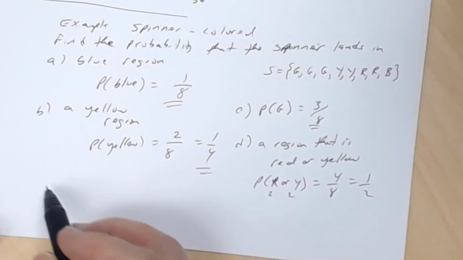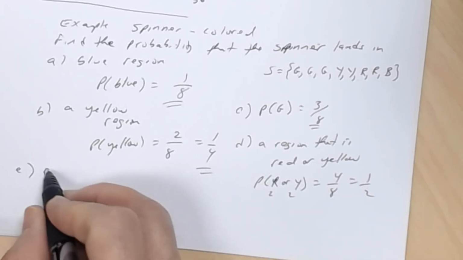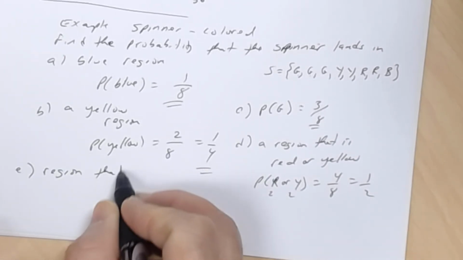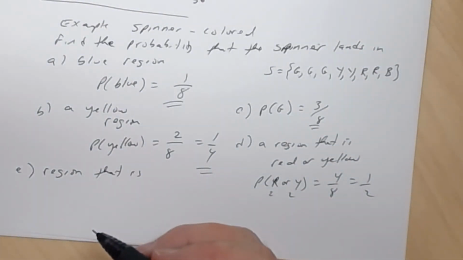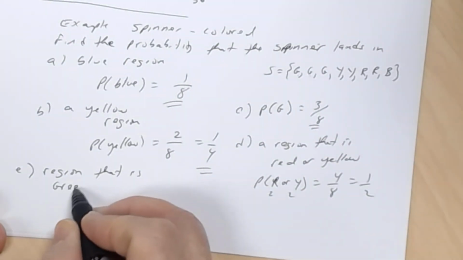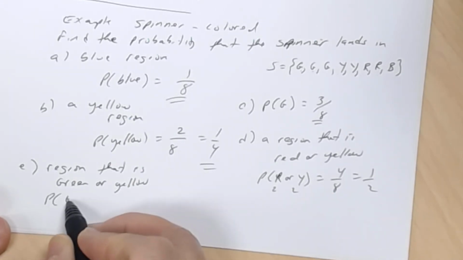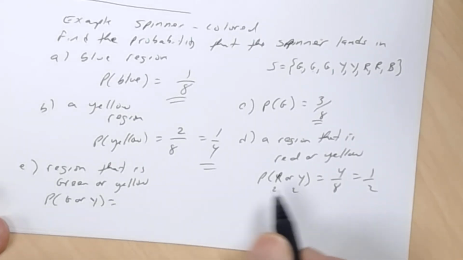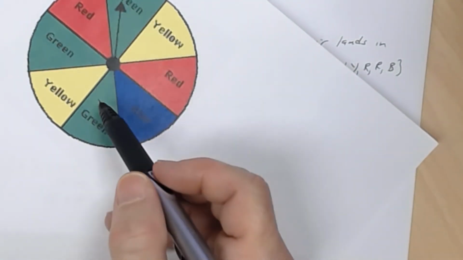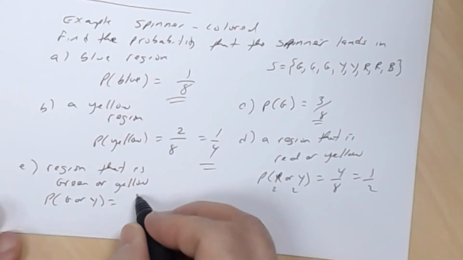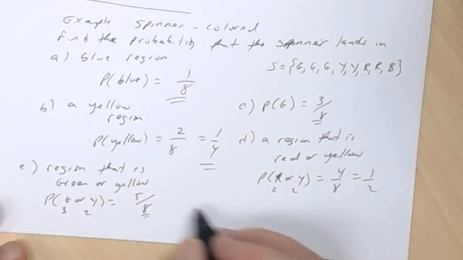E, let's look at E. What's the probability of a region that is green or yellow? The probability of green or yellow equals, how many greens are there? 3. How many yellows? 2. So how many altogether? 5. So it'll be 5 divided by 8. There were 3 greens and 2 yellows.